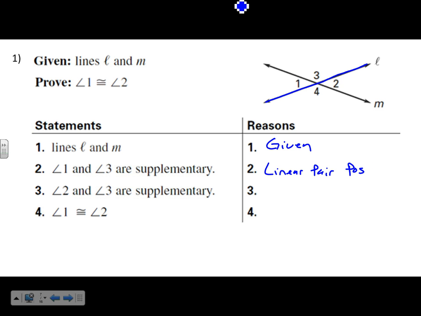If you want to just put LPP, that's fine. Then angle 2 and angle 3 are a linear pair, are supplementary, so that makes a linear pair. Remember, we said linear pairs are supplementary.